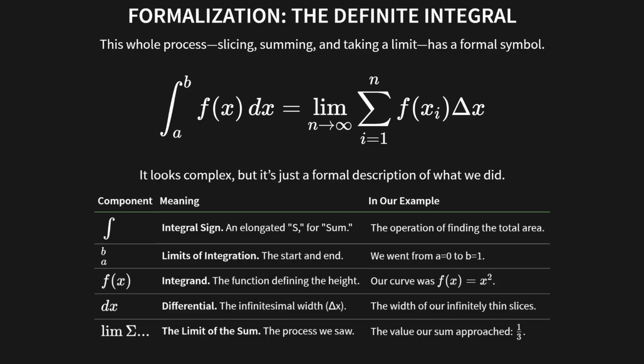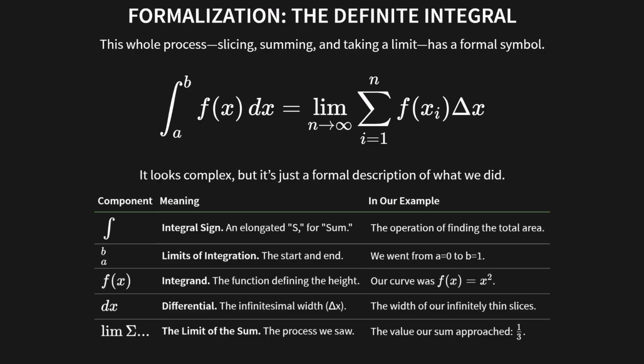It's the operation of finding the total area. The a and b on the top and bottom are the limits of integration, the start and the end. For us, we went from a equals 0 to b equals 1. The f of x is the integrand. That's just the function defining the height. Our curve was f of x equals x squared.